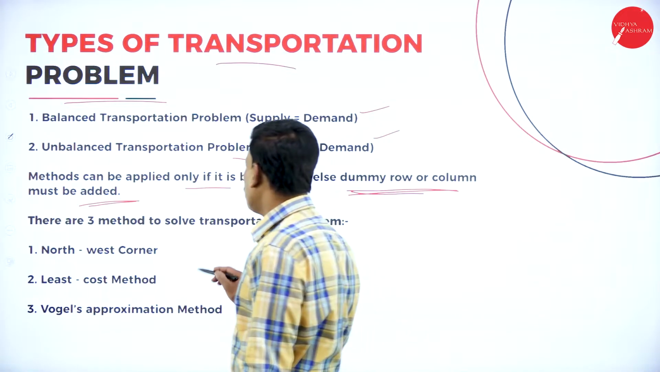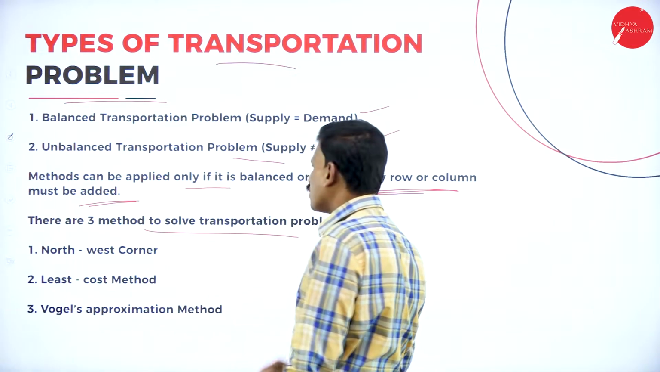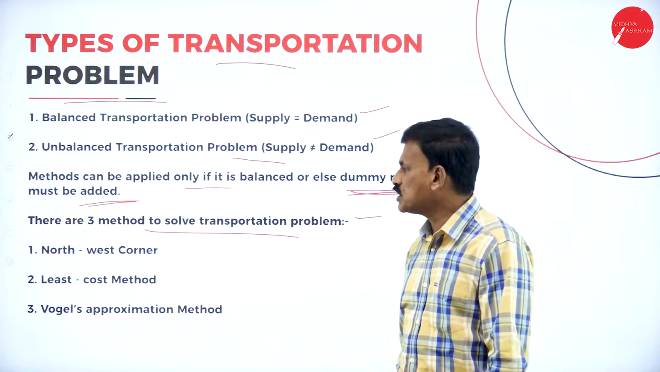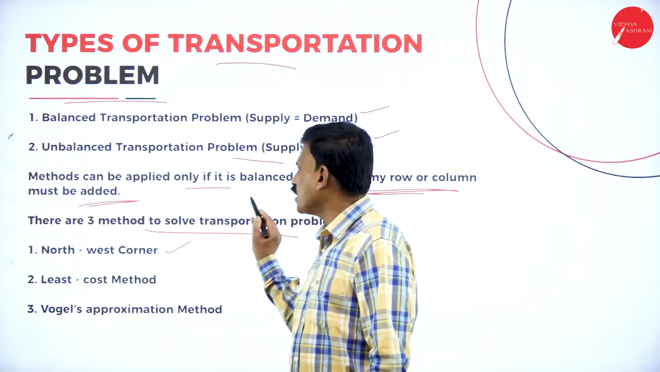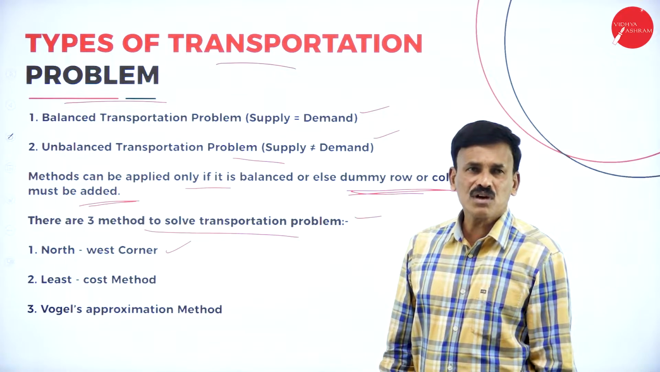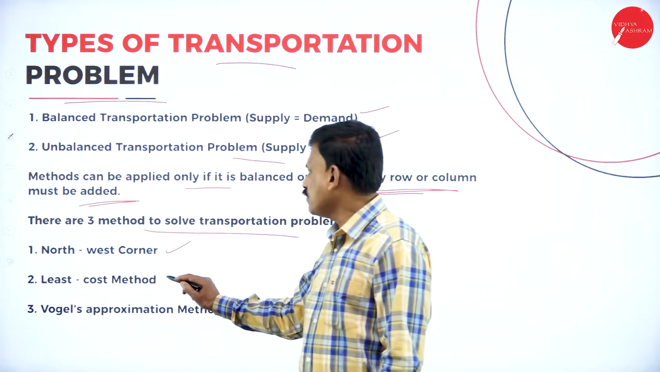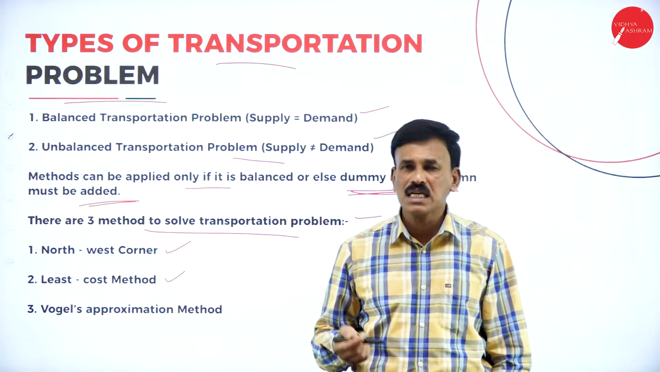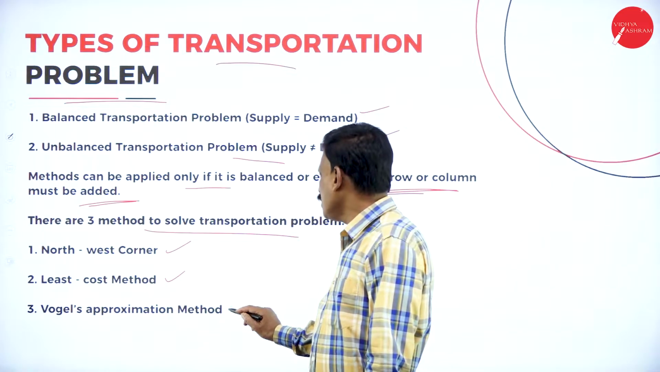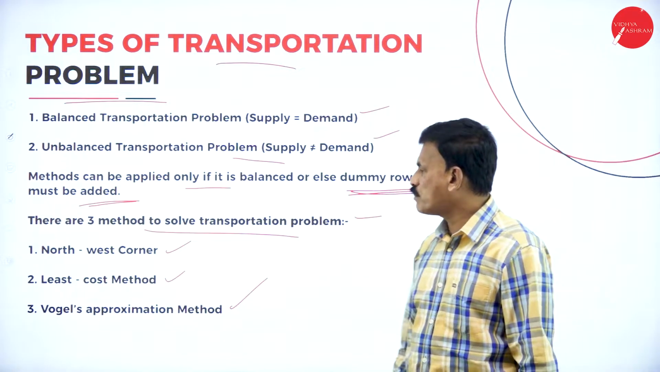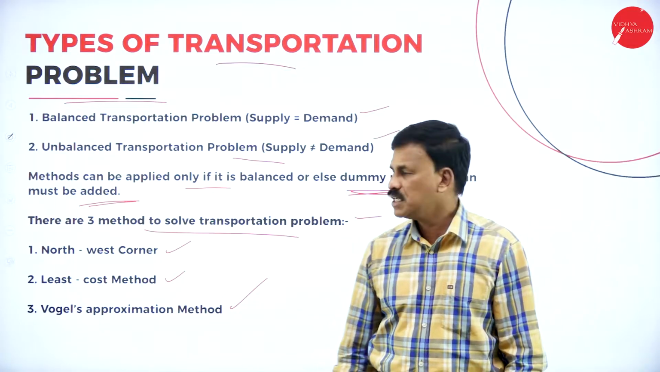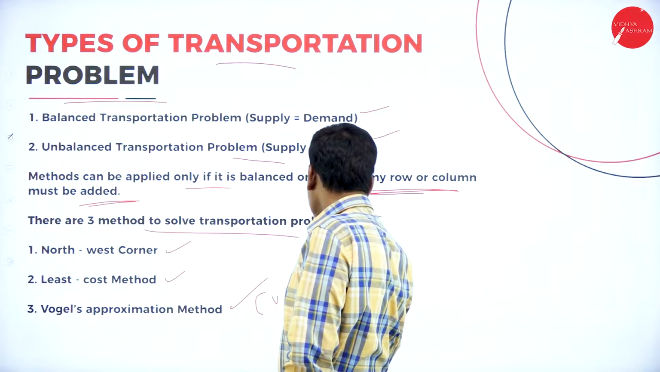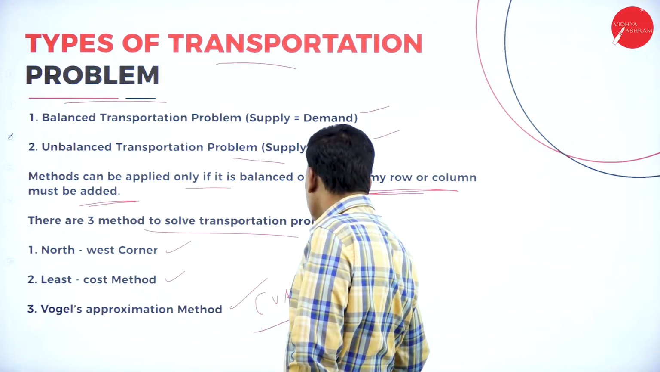Now, there are 3 different methods to solve the transportation problem. What are the 3 different methods which we are going to use? First, the northwest corner method. This is very, very important. The second one is the least cost method. The name itself indicates we are selecting the least cost. And the important third one is Vogel's approximation method, VAM. This is called VAM, Vogel's approximation method.